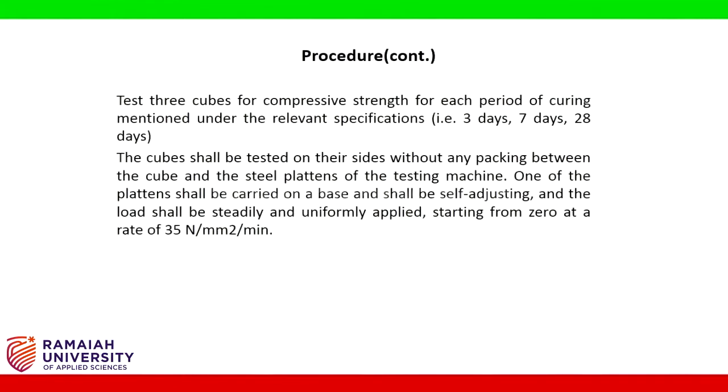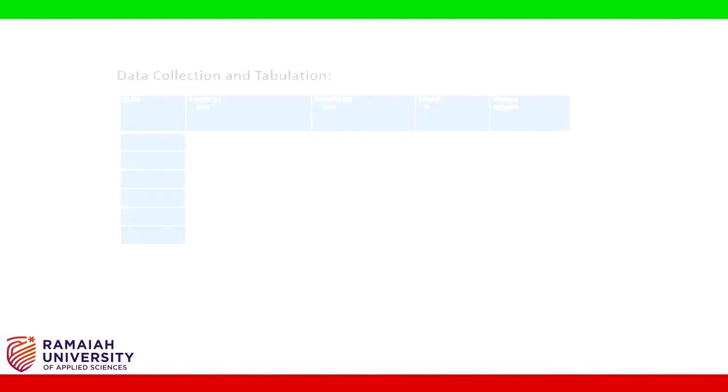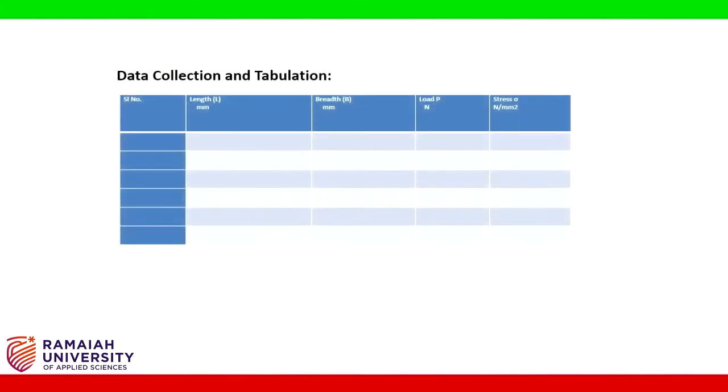Test 3 cubes for compressive strength for each period of curing mentioned under the relevant specifications, that is 3 days, 7 days, 28 days. The cubes shall be tested on their sides without any packing between the cube and the steel platens of the testing machine. One of the platens shall be carried on a base and shall be self-adjusting, and the load shall be steadily and uniformly applied starting from 0 at a rate of 35 N per mm square per minute. Data collection and tabulation is as shown in the figure.